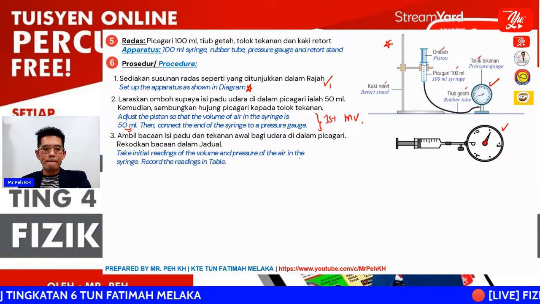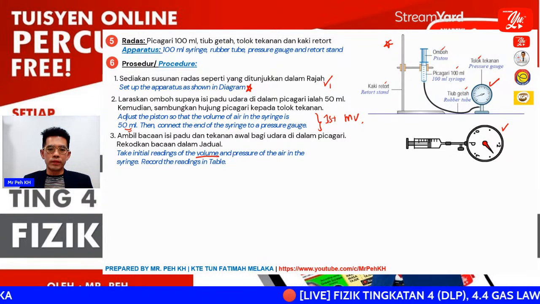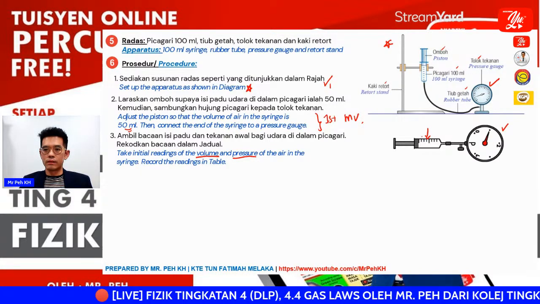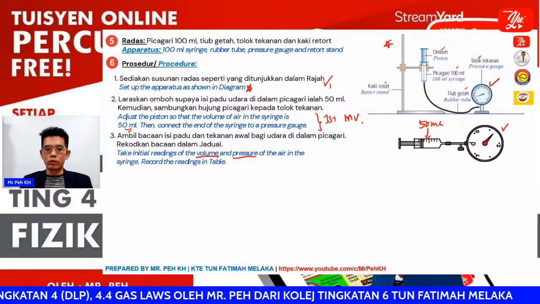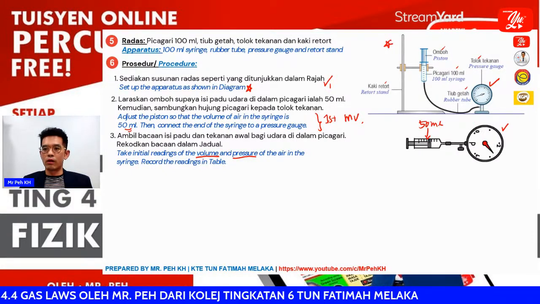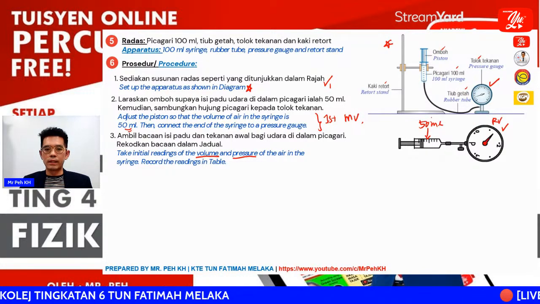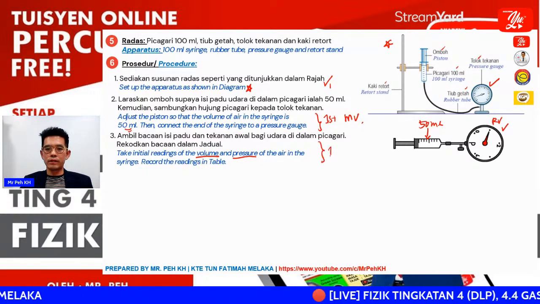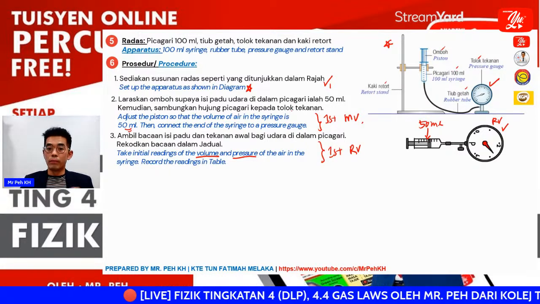Okay, then take the initial reading of the volume and the pressure. So you have to take the reading at the syringe, which is showing 50 ml, and then you need to read the pressure gauge here, which is the responding variable. Okay, record in the table. So this will be the first responding variable you are going to write in your paper 3.